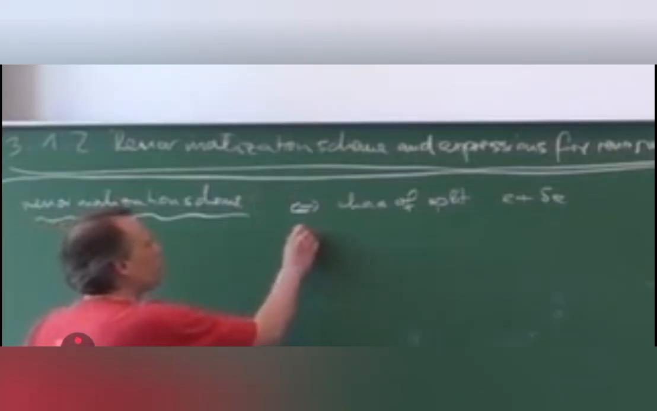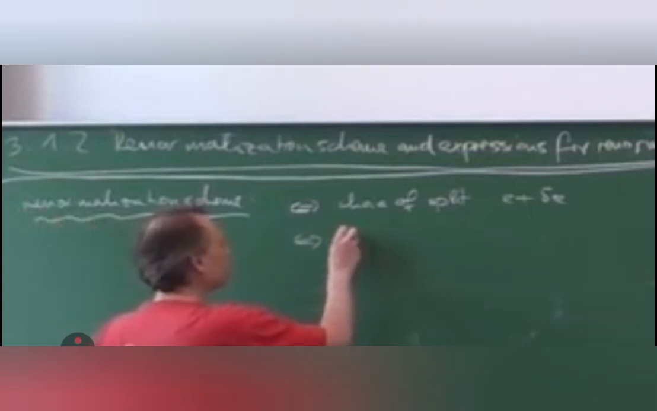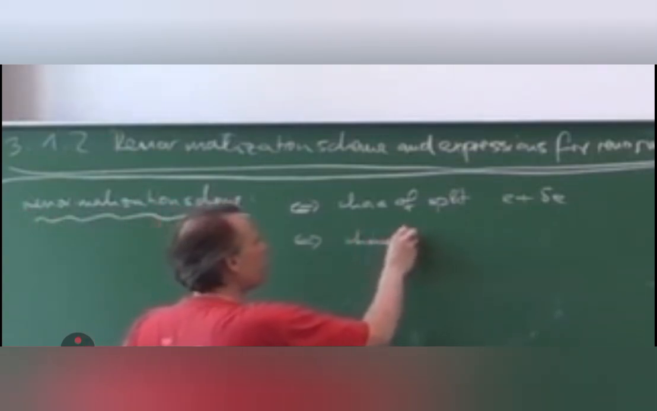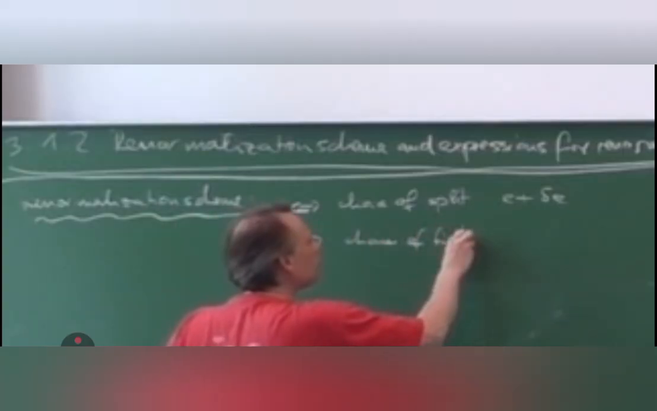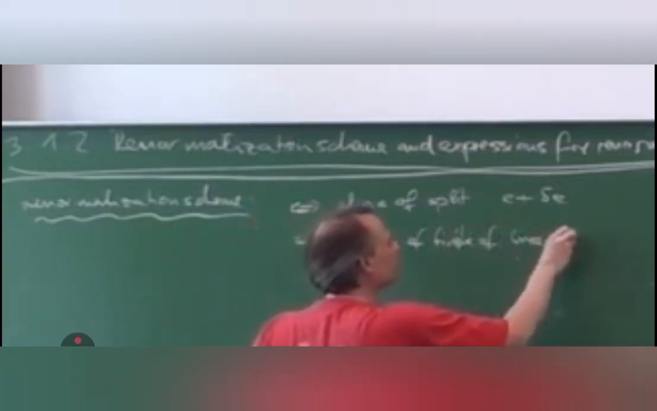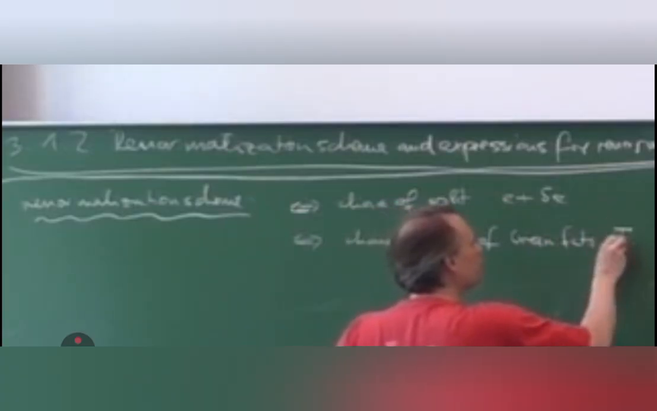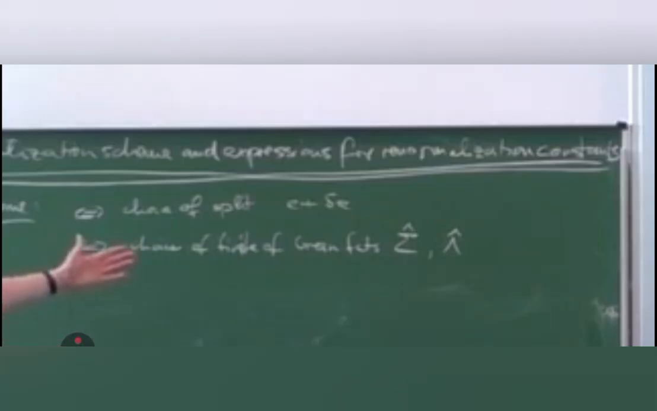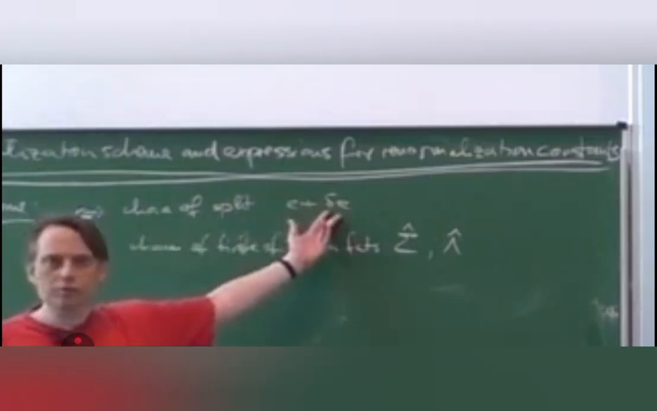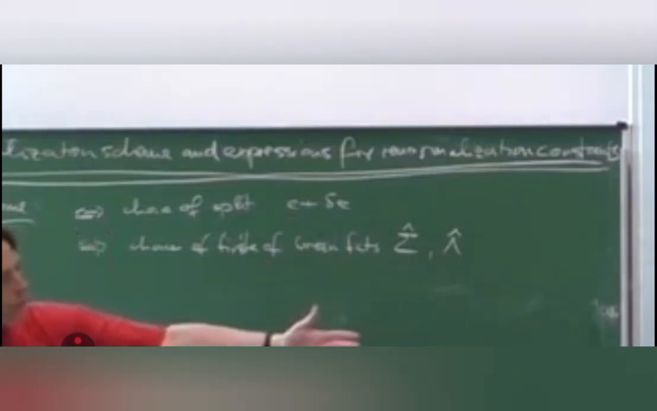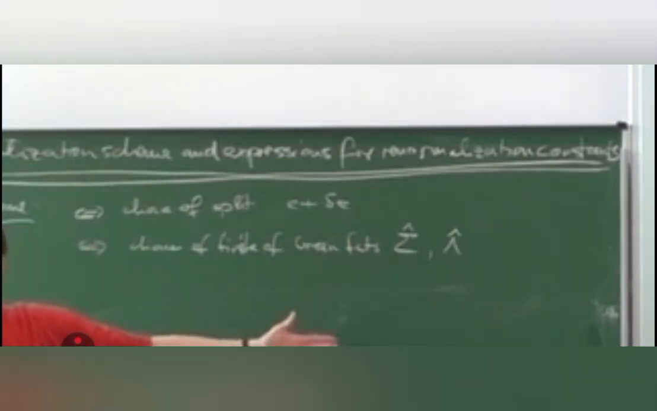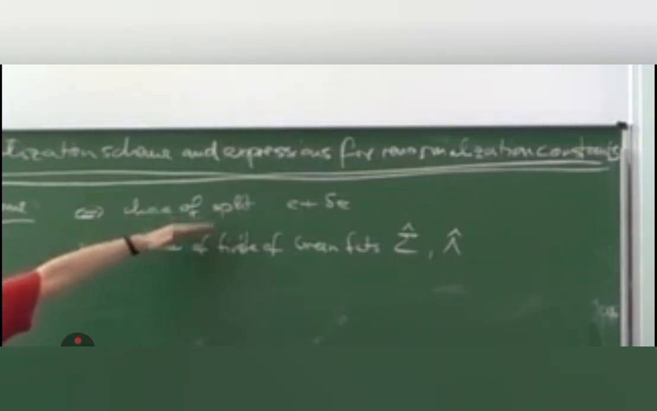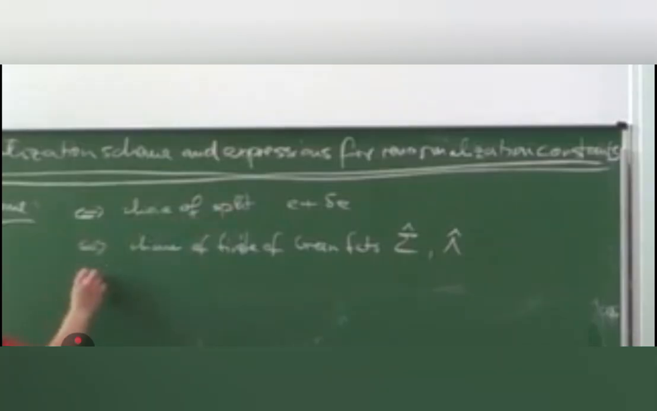That choice is on the one hand equivalent to requiring a certain choice of the finite parts of green functions, such as our sigma hat and lambda hat quantities, because if you change the split by a finite amount in delta E, then obviously the sigma hat and lambda hat are also modified by finite amounts, and so the choice of the scheme is equivalent to fixing either the split or the finite parts of the renormalized green functions.